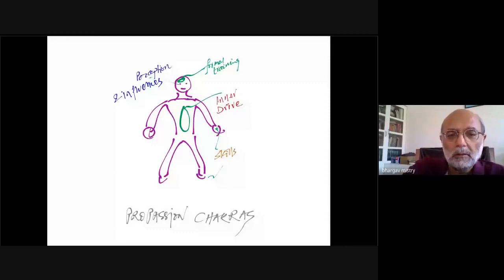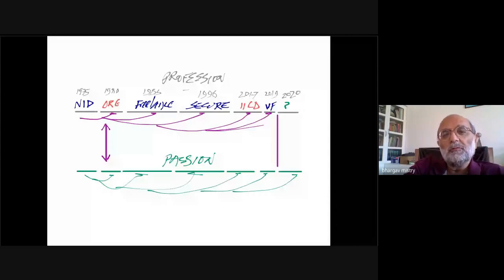Now, the next slide talks about the profession that I've been in, and the passion. The green is the passion, the one at the top is the profession, and the timeline says 1975 until today, which is 2020. I have divided them in parts, starting with NID. NID is my alma mater. This is where I studied. This is where I became trained as a designer.